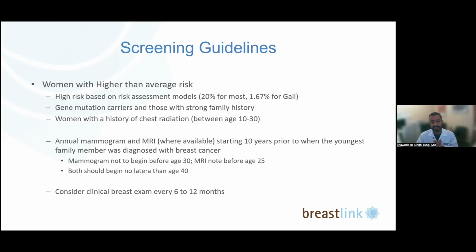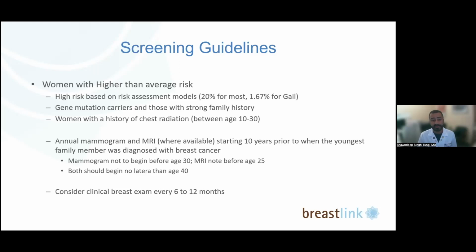Now, another point to mention is in patients who have family relatives with breast cancer at younger ages, less than 50, that's when we start to think about screening patients earlier than age 40. So generally speaking, annual mammogram and then again MRI, where available, we should start screening patients 10 years prior to when the youngest family member was diagnosed with breast cancer.